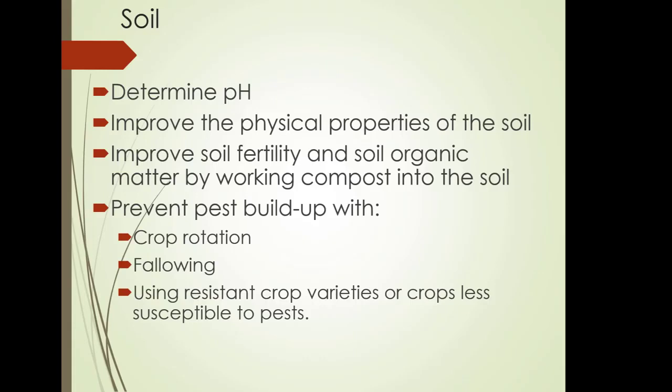And some things you can do to prevent pest buildup would be crop rotation. And when you rotate your crops, you're going to want to use a plant that is not in the same plant family. You don't have to necessarily do this every year, but you should do it every couple of years. And then fallowing. Fallowing is just leaving the site, let it be. And then using resistant crop varieties and crops less susceptible to pests, as I mentioned with the roses.